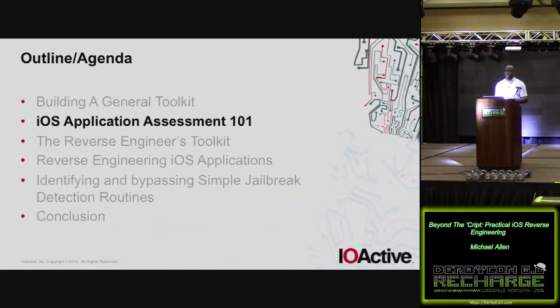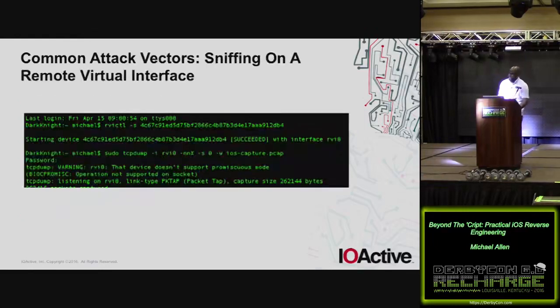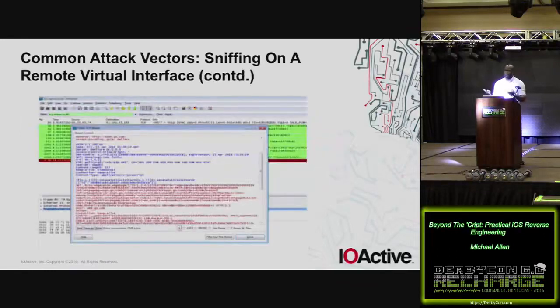And so now we're going to get into what usually happens during an assessment, right? So again, let's go back to intercepting traffic. The application is going to communicate to a backend server. You can use Burp, or you could set up a remote virtual interface. So you plug the device in to iTunes, get the UDID, grab that ID, and then just run rvictl -s with the device ID. That brings up an interface, and then you can just sniff on that interface. You can write to a PCAP file, and then you can use your favorite network tool to then parse that file, right?